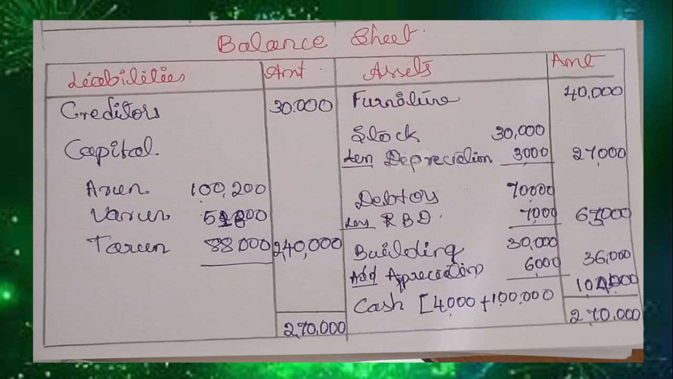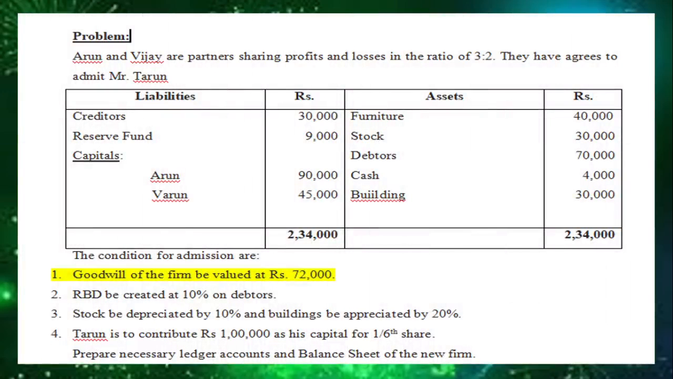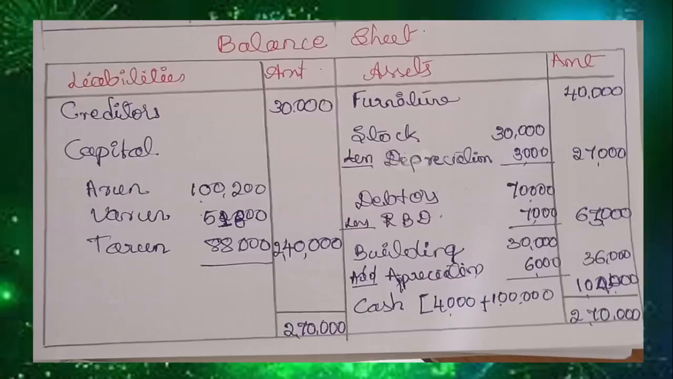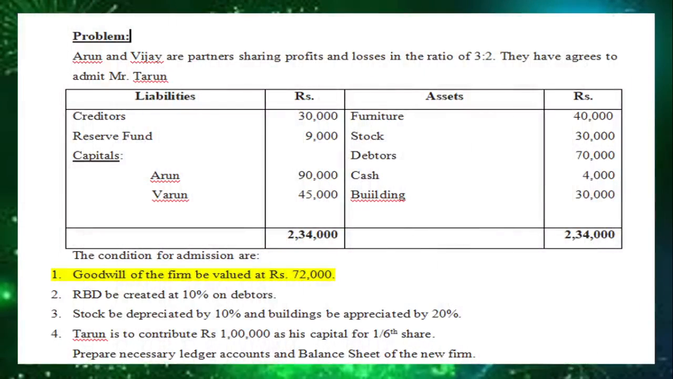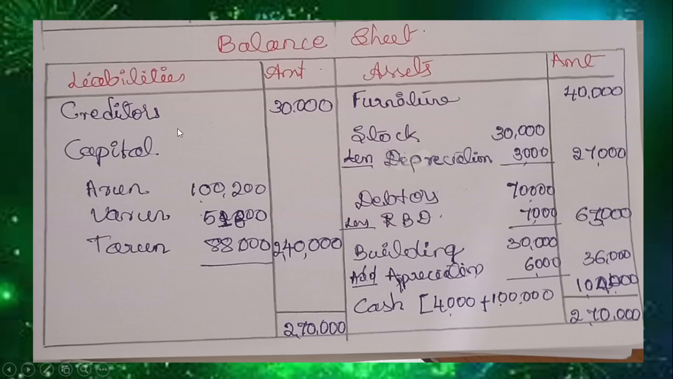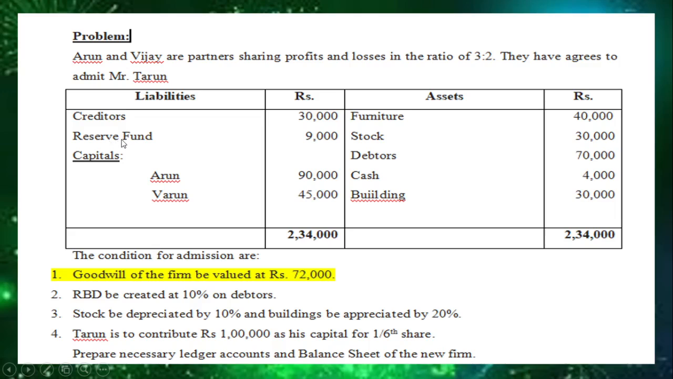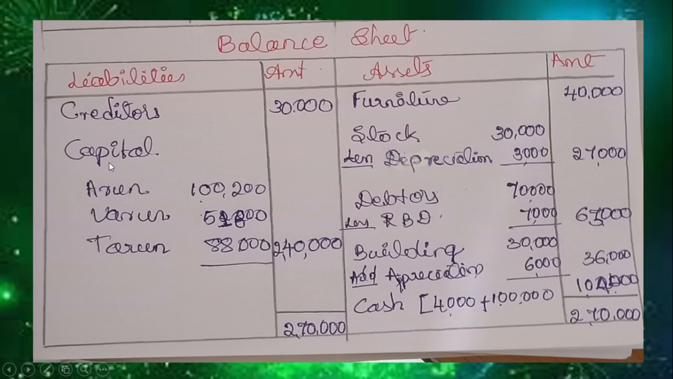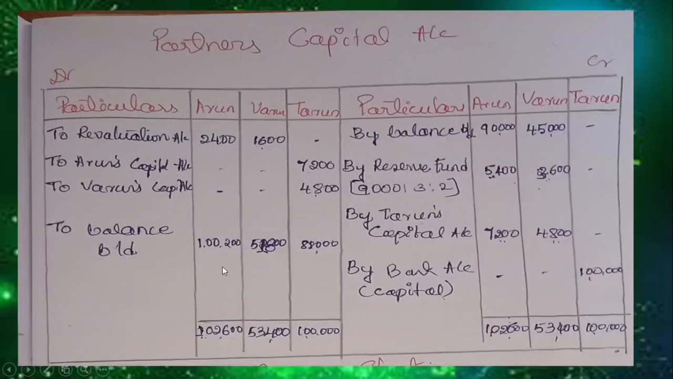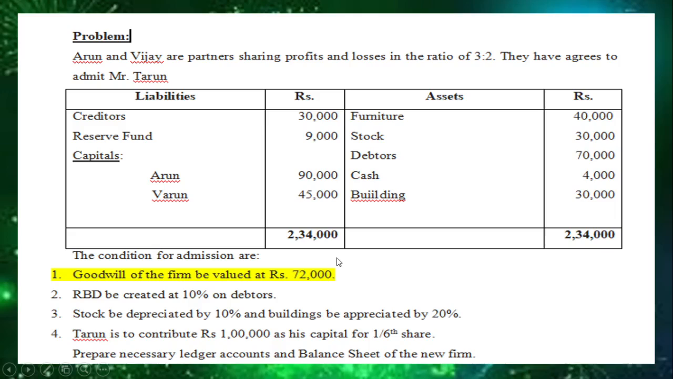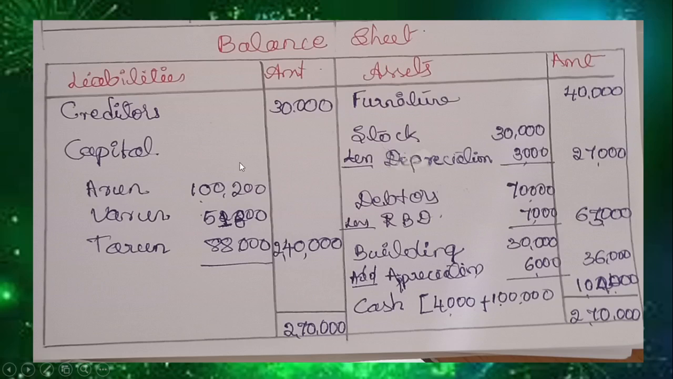So the last step is the preparation of balance sheet. As far as the preparation of balance sheet, we need to consider the old balance sheet as well as the adjustment. Creditors, no changes. So we'll put as it is, 30,000. Reserve fund, we have already taken it in partners capital account, so no need to take it in balance sheet. Then next one, capital balance. Capital balance that we are going to consider from partners capital account is 1 lakh 200, 51,800 and 88,000. So total capital of the firm is 2 lakh 40,000.